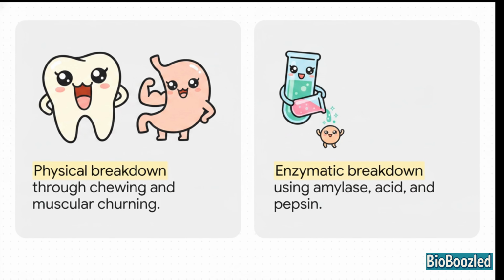exact same time. Mechanical digestion is the physical smashing of food, chewing in your mouth, and the literal muscular churning of your stomach walls. But physical smashing just isn't enough. You also absolutely need chemical digestion, the enzymatic melting of food. This uses amylase in your saliva to break down carbs, and hydrochloric acid and pepsin in your stomach to dismantle proteins. You need both the physical force and the chemical solvents to extract the energy you need to live.